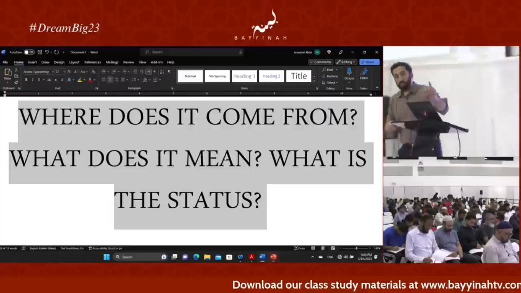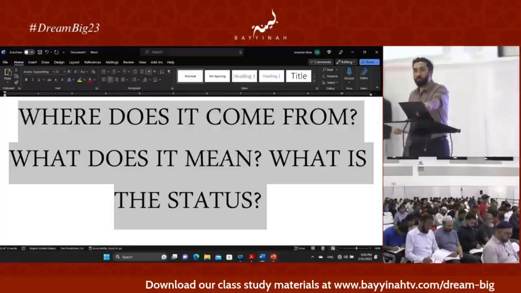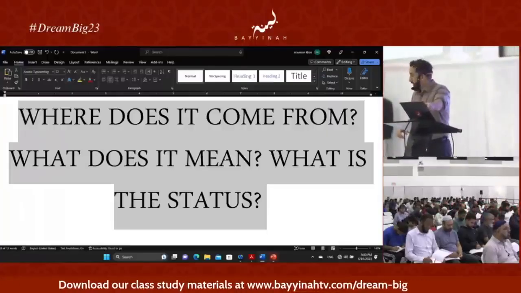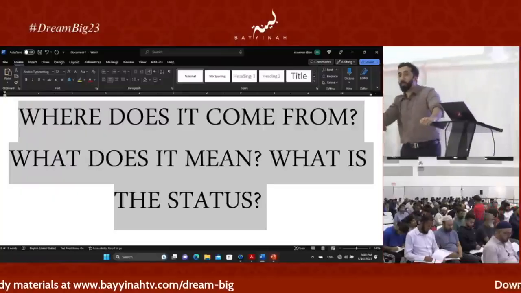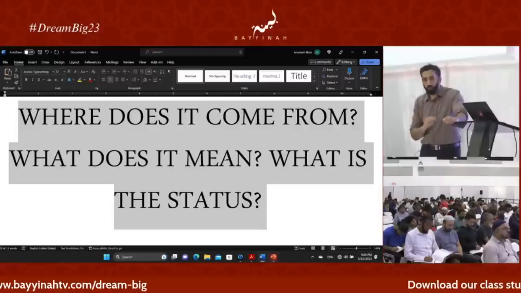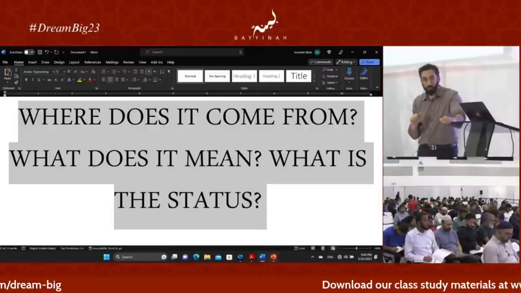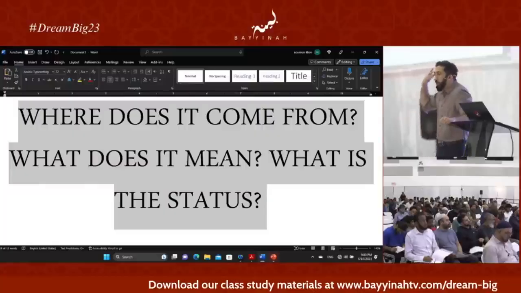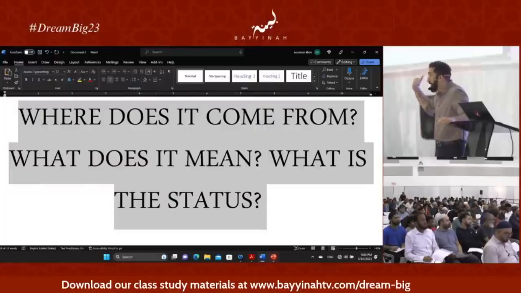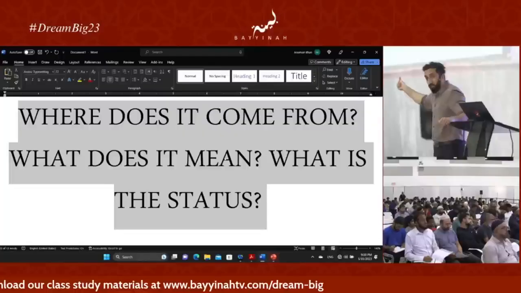Some people skip the first step. What's the first step here? Where does it come from? So they take kum and they make it they. Very common mistake among students. Why? Because kum is plural, and in the English mind, the first thing that comes in your head subconsciously with plural is they. So you quickly make a mistake.